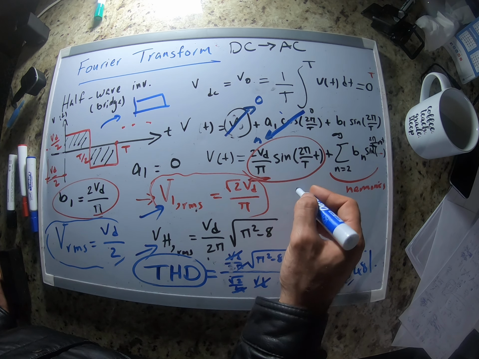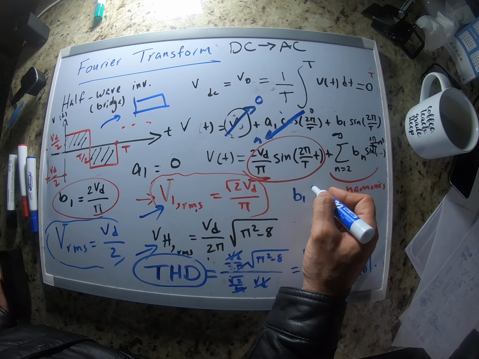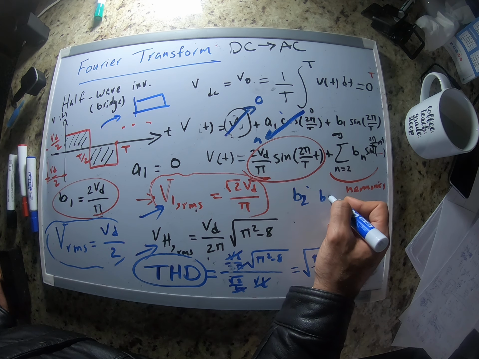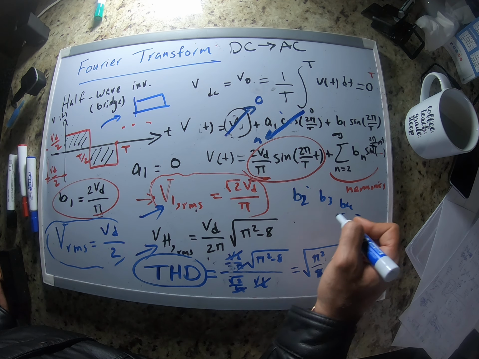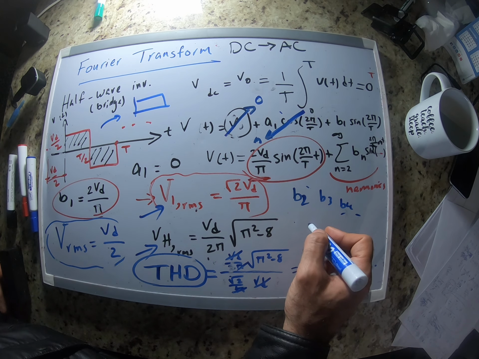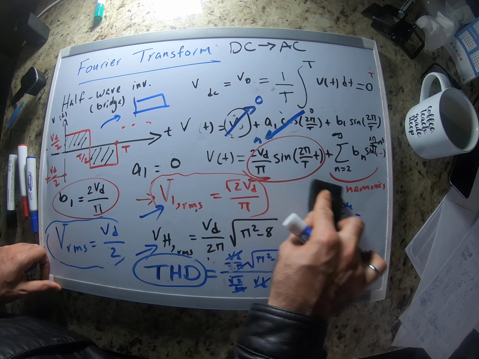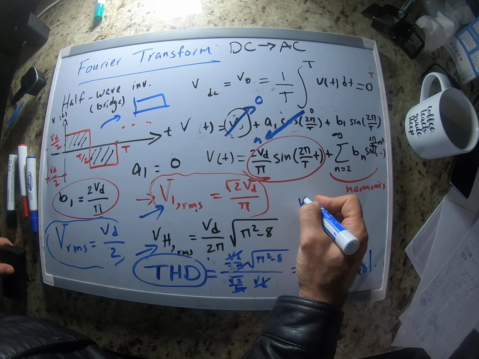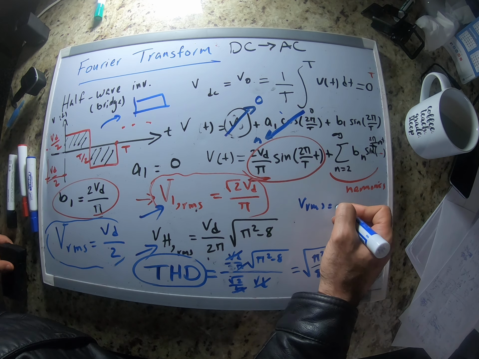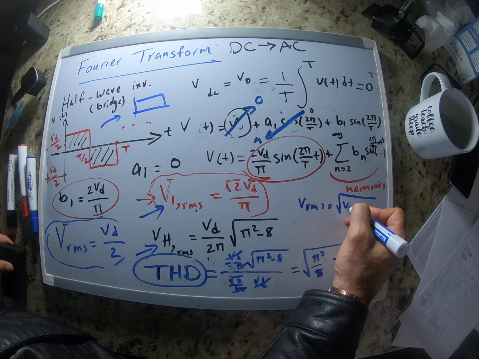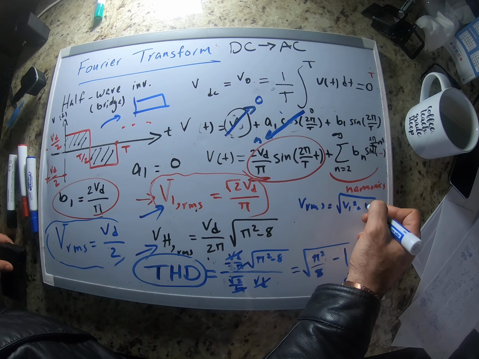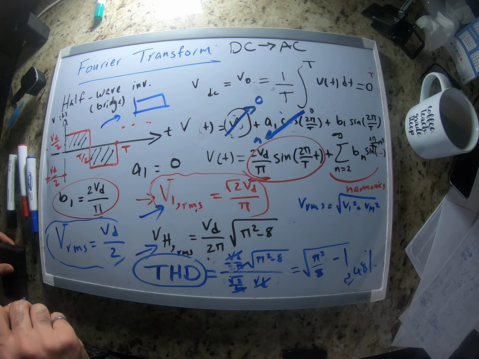I didn't want to calculate all of them and find the summation of B2 and B3 and B4 and so on. So I use this formula that tells us that VRMS squared is equal to V1 squared plus V harmonic squared.